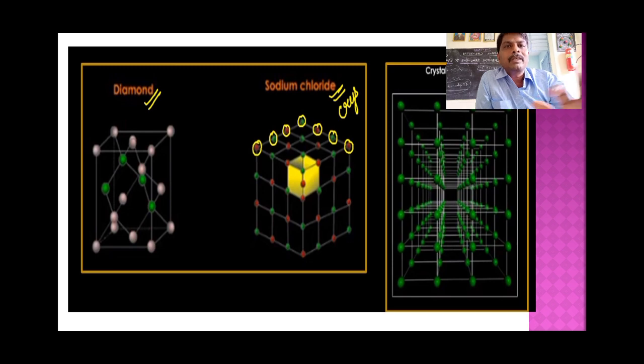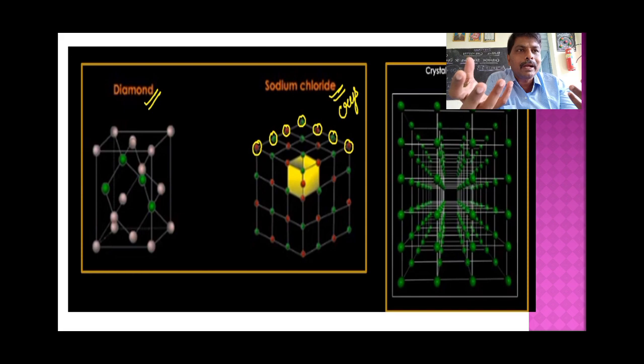So you can see here in diamond, what are the constituent particles? In diamond, constituent particles are carbon atoms. Carbon atom and carbon atom are held together with a covalent bond, a strong covalent bond. So in diamond, what is the intermolecular force? Covalent bond.